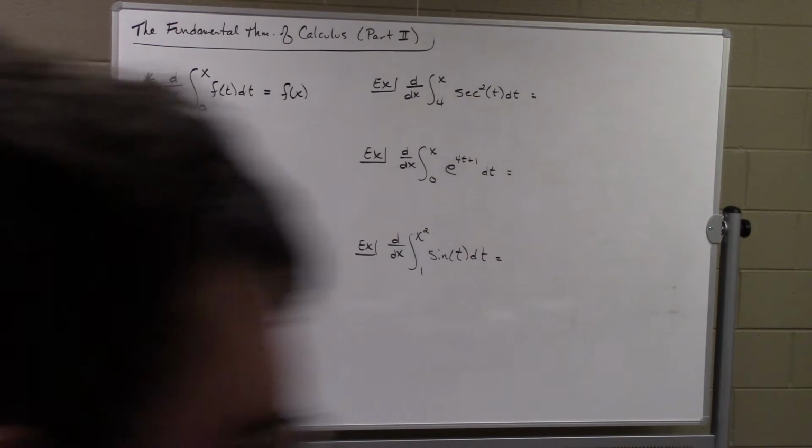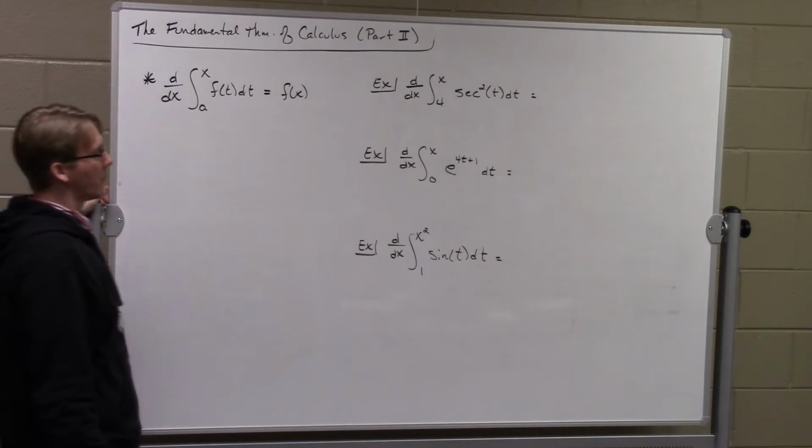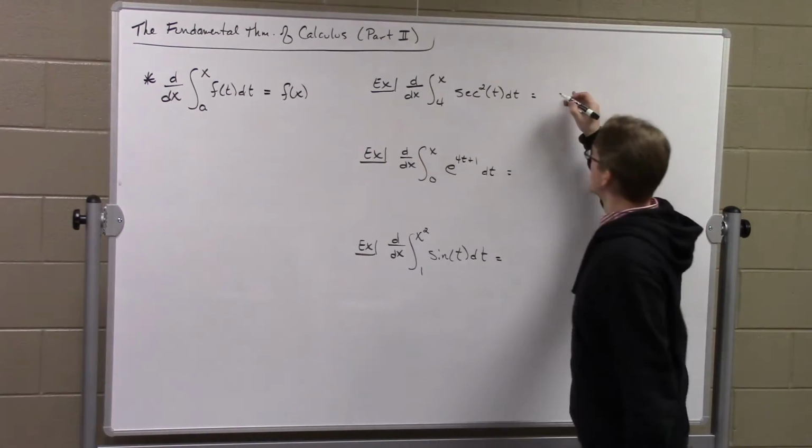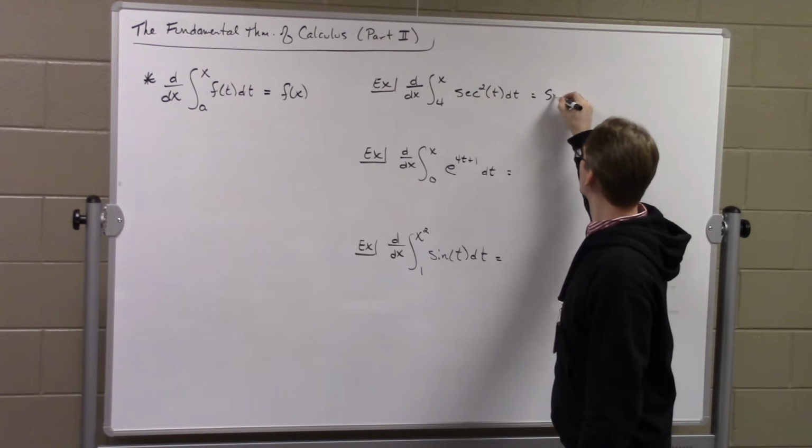And scene. All right, what do we get? First one, go. Secant squared of x.